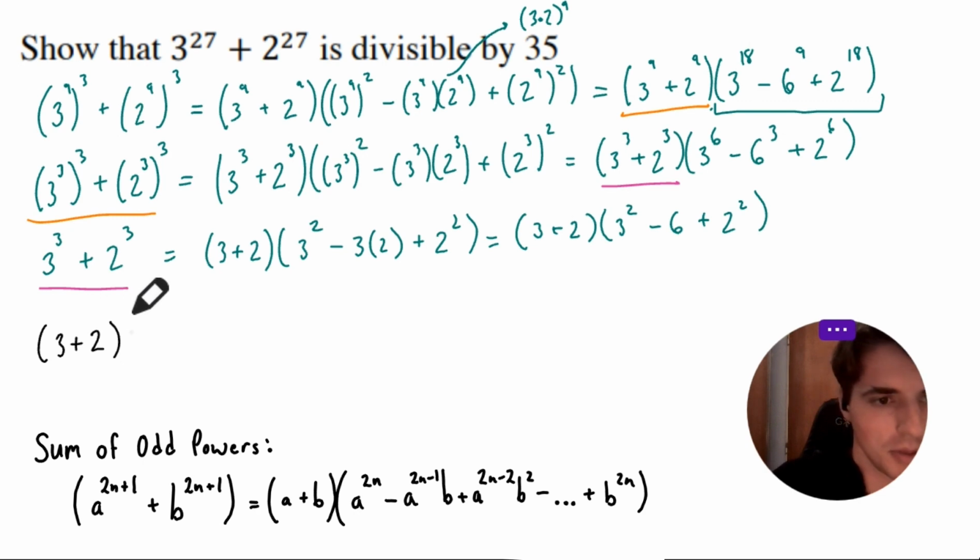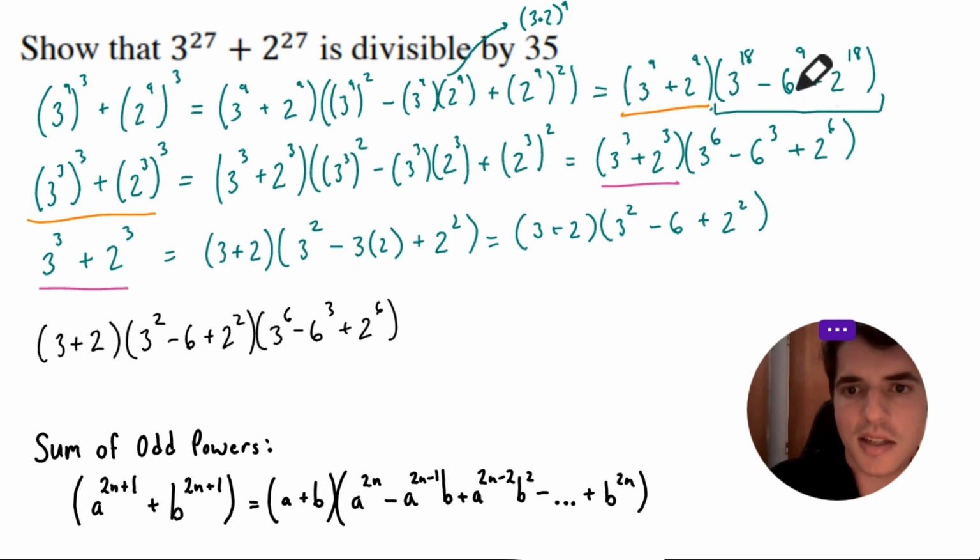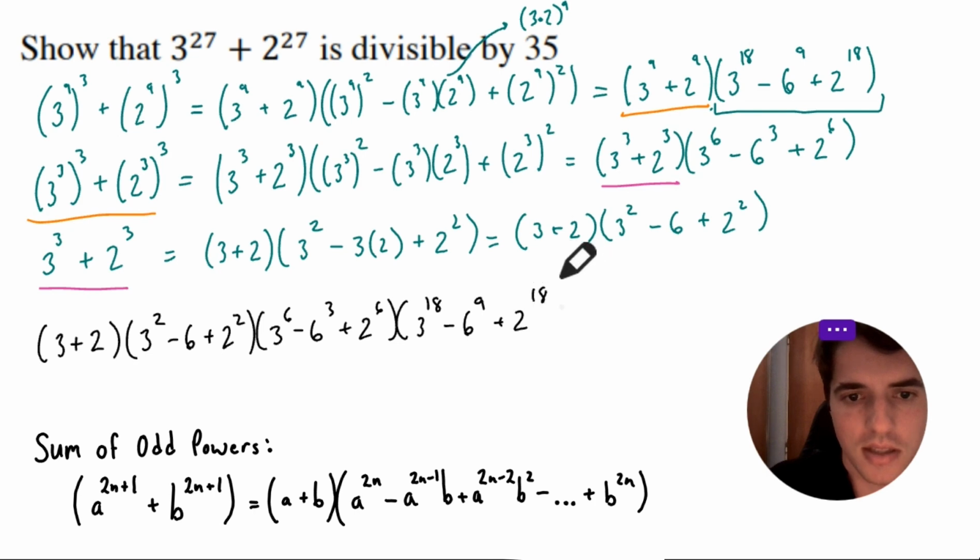I might mute this for the dogs barking back there. 3 squared minus 6 plus 2 squared. And now we're going to take this factor that we had left out, 3 to the 6th minus 6 to the 3rd plus 2 to the 6th. And as well, 3 to the 18th minus 6 to the 9th plus 2 to the 18th.